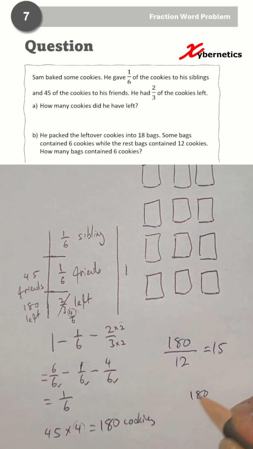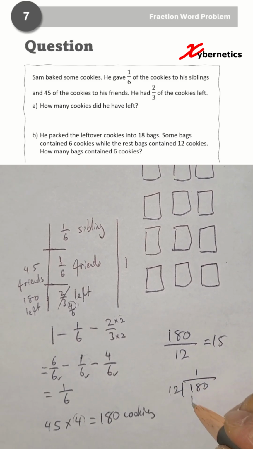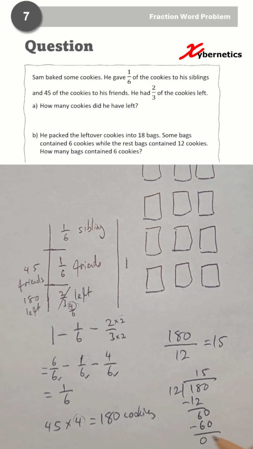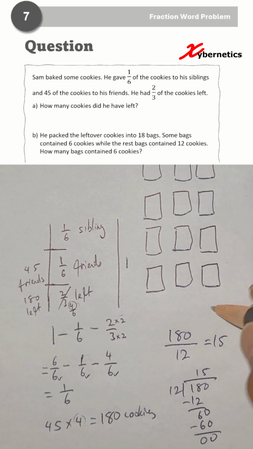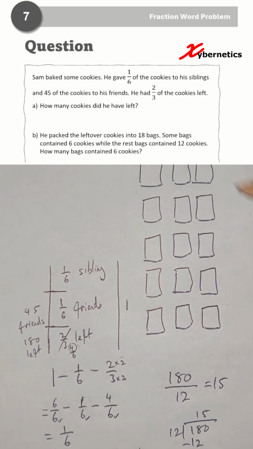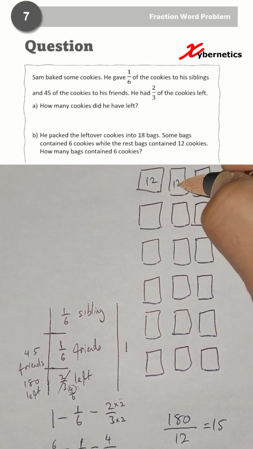Let's work it out together here. By 12, 1, 12, 6, 0, 60. And that's how you get 15 itself, right? So if we equally divide it with 12, you get 12 cookies in each of 15 bags. So if I put here 12, 12, 12.